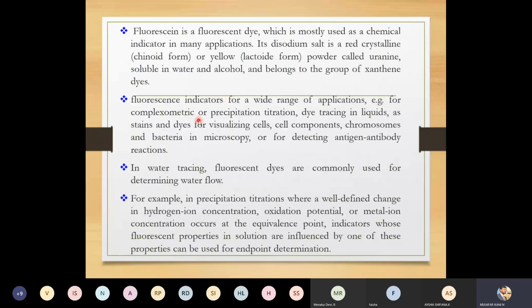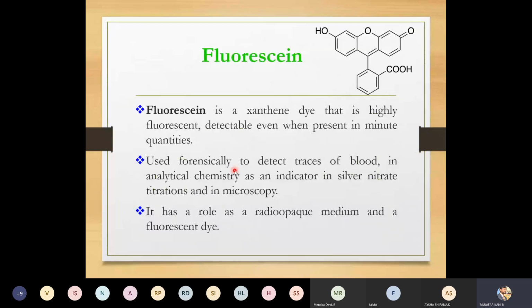For example, for complexometric or precipitation titration, dye tracing in liquids, and as stains and dyes for visualizing cells, cell components, chromosomes, and bacteria in microscopy, or for detecting antigen-antibody reactions. In water tracing, fluorescent dyes are commonly used for determining water flow. So the fluorescein is used in the precipitation titration part.